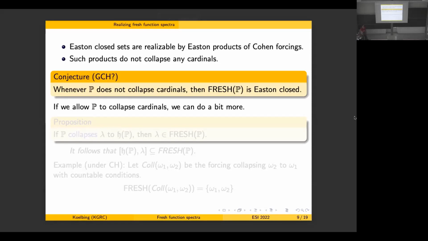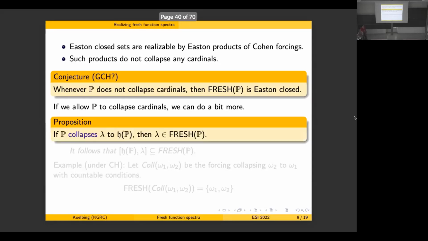If we allow the forcing to collapse cardinals, then we can do a bit more. We can get sets which are not Easton closed. So first, if P collapses some cardinal lambda to the distributivity of P, then this cardinal belongs to the fresh function spectrum. So all the regular cardinals between the distributivity and this lambda belong to the fresh function spectrum because they all get collapsed, right?